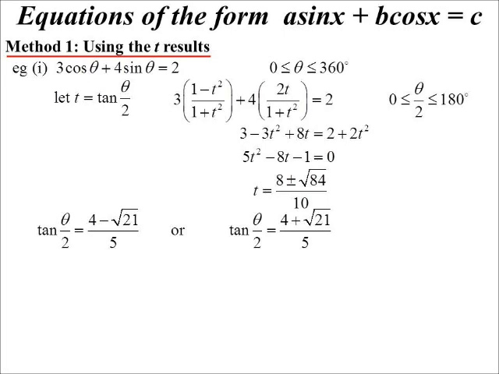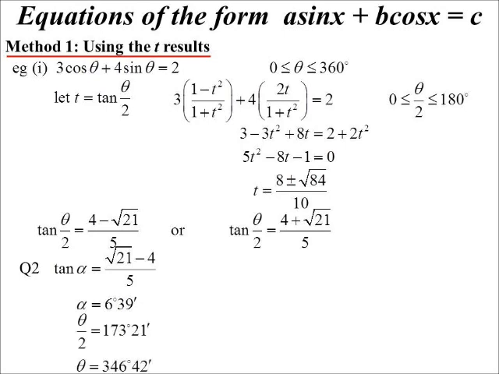Which quadrants? Just the second. Remember, we're only looking for answers between 0 and 180, so it's either going to be first quadrant or second quadrant for this. So I know I'm in the second quadrant. Notice I made it positive so I can find the acute angle. It doesn't really matter. If you put 4 minus root 21 on 5 in your calculator and go tan, it just gives you the negative acute angle anyway. So however you work it out, 6 degrees 39. But remember, that's theta on 2. So now we double it to get the possibility for theta.